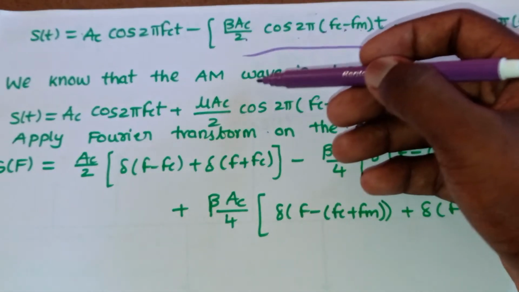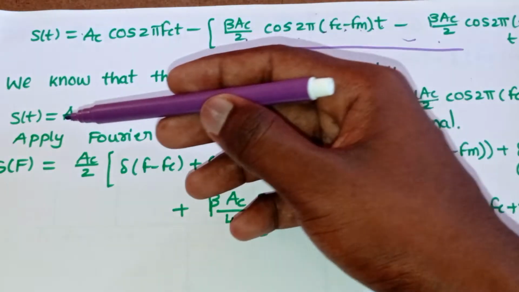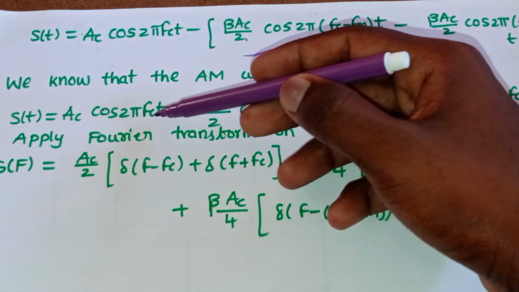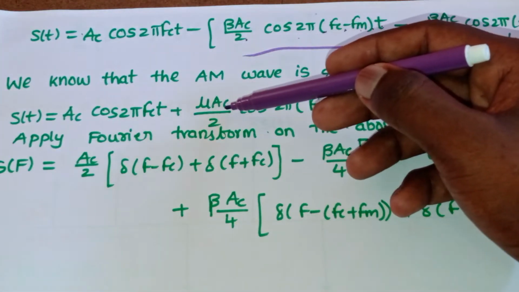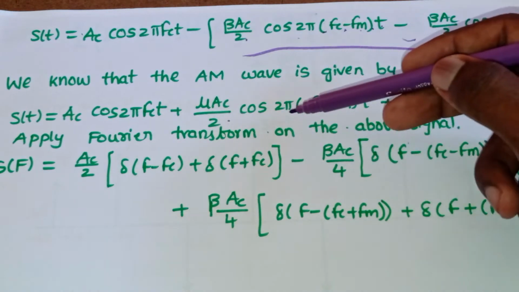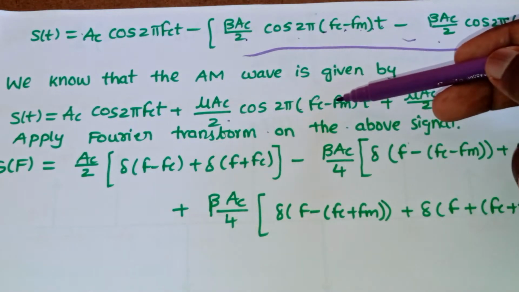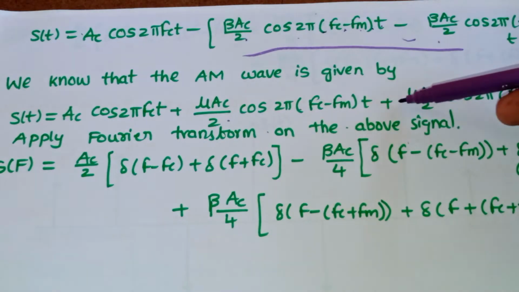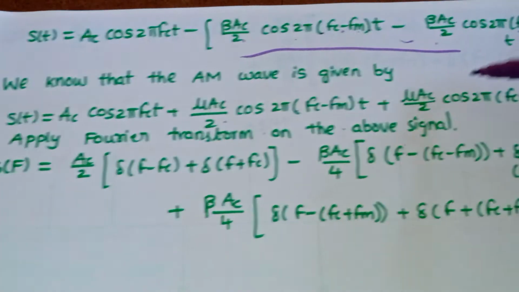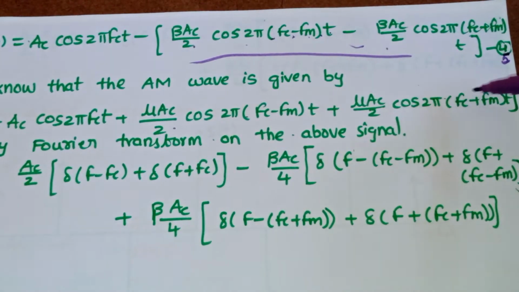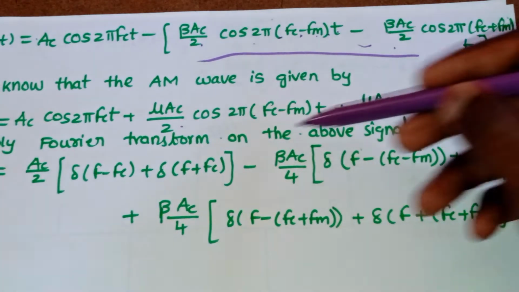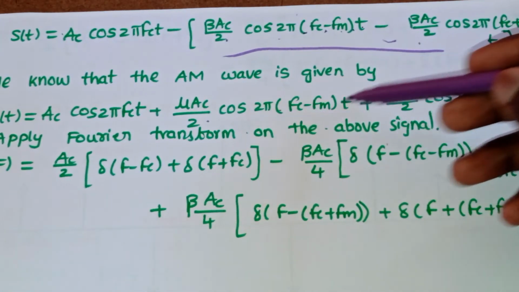Now we know the AM modulated wave, that is s of t is equal to Ac cos 2 pi fc t plus mu Ac by 2 cos of 2 pi (fc minus fm) t plus mu Ac by 2 cos 2 pi of (fc plus fm) t. This is the standard form of amplitude modulated wave.